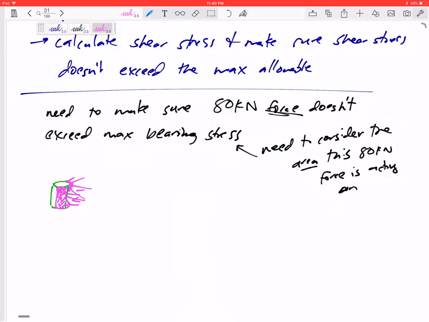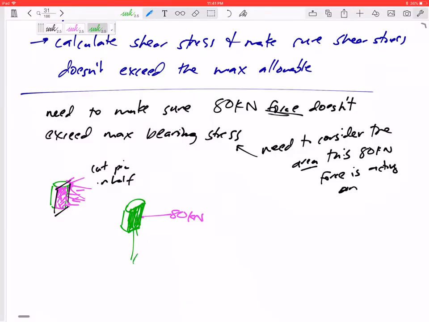Alright, this is what we can do. This is our trick. Instead of thinking about that 80 kilonewton force acting on the outside of that pin, I'm going to cut this pin in half. So now, see how I've cut this pin in half? I'm just going to say that this 80 kilonewton force is acting on this area of the pin.